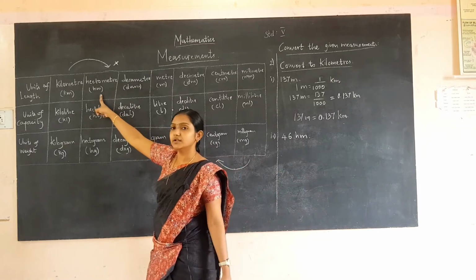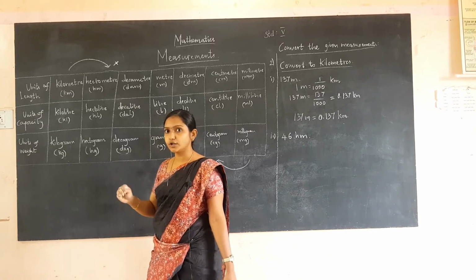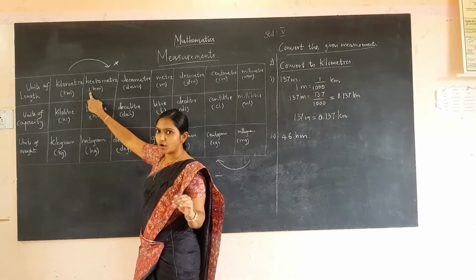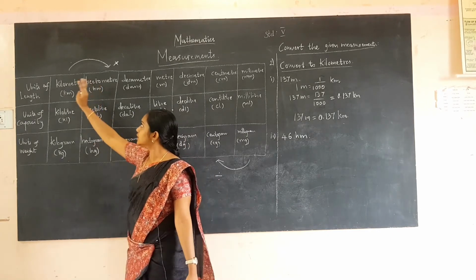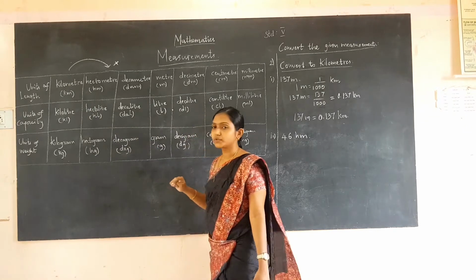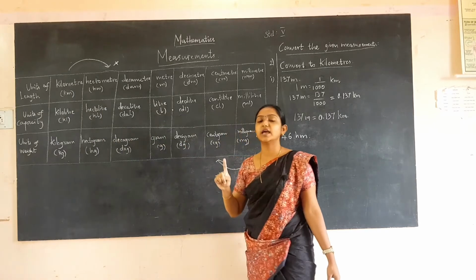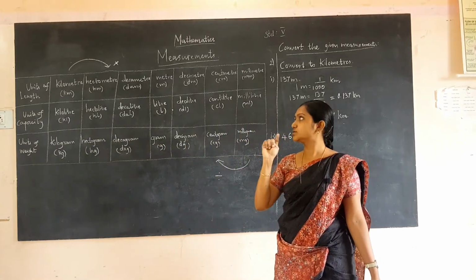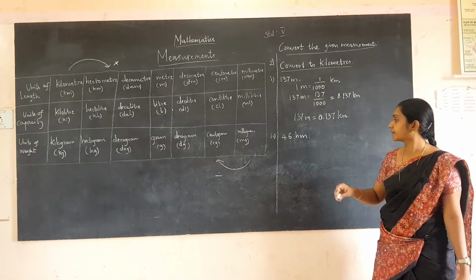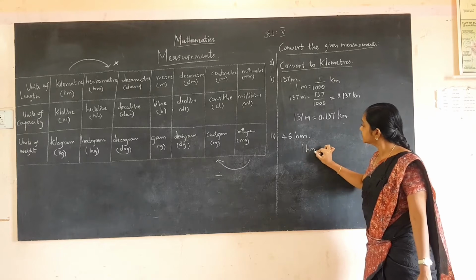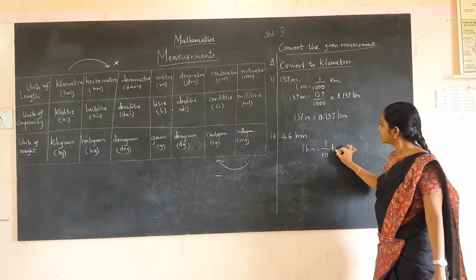Here is the hectometer. We are going to convert hectometer to kilometer. We are converting smaller to larger. Hectometer is smaller while comparing with kilometer. So we are converting from smaller to larger. So we have to divide. Count how many places we have to move. We have to move only 1 place. So we have to consider it as 1 zero. So we have to divide it by 10. 1 hectometer is equal to 1 divided by 10 kilometer.